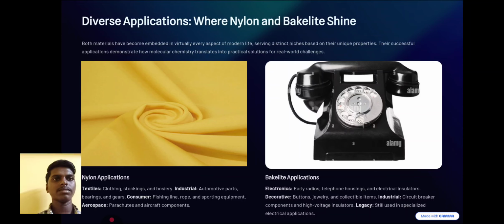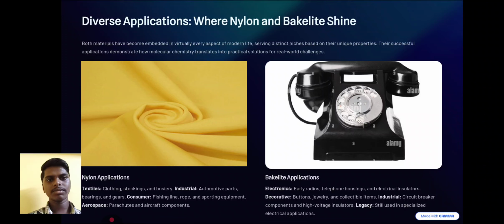Diverse applications: where nylon and bakelite shine. Both materials have become embedded in virtually every aspect of modern life, serving distinct niches based on their unique properties. Their successful applications demonstrate how molecular chemistry translates into practical solutions for real world challenges.